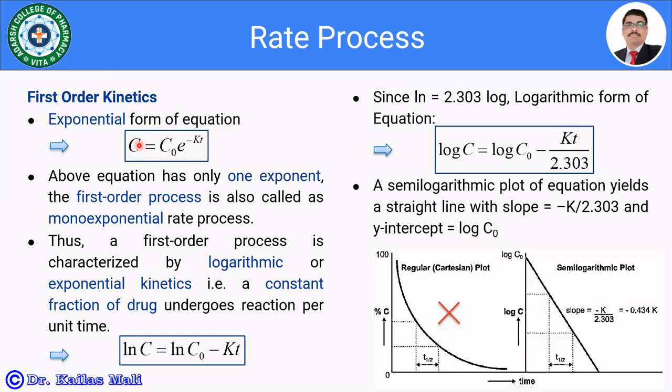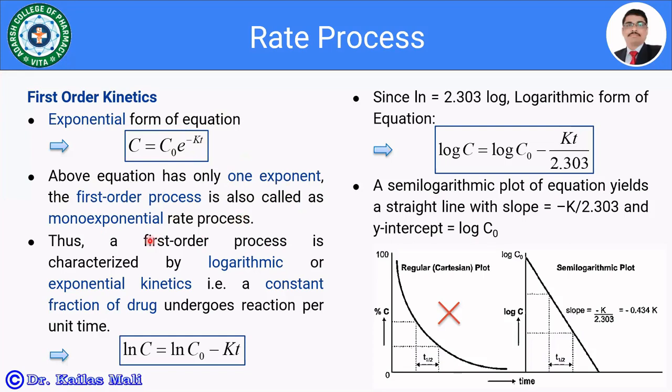C is the concentration of reactant at a time t, C0 is the initial concentration and K is the rate constant. So in the above equation there is only one exponent, and the first order process is called the mono exponential. As only one exponential is present in the first order kinetics, it is also known as the mono exponential rate process.